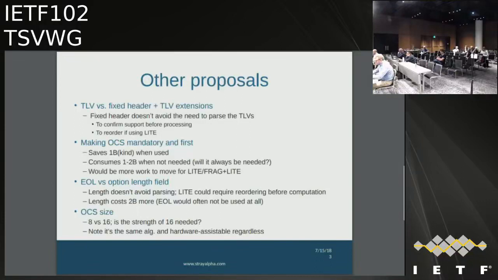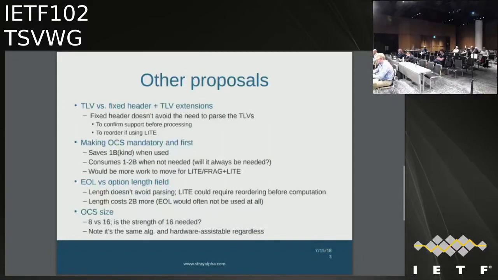One of the questions had to do with whether to make OCS mandatory and first. At most, it saves like a byte. And it would be more work to move FRAG plus LITE, because now that's 4 bytes and all of a sudden it would be 6. And I'm just not sure that's a win. And if you make it mandatory, then we also have to handle the case where it's 0, because maybe people don't want to use the option, use the checksum. Right now it's optional. So I have not seen a convincing case for putting that in as mandatory.